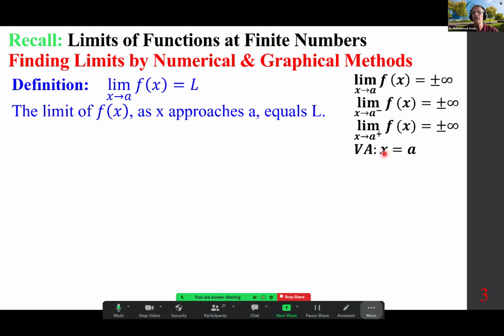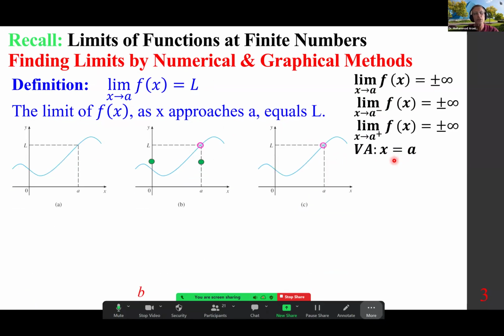Vertical asymptotes: if the limit of a function f of x as x approaches a, or a from the left, or a from the right, is either negative or positive infinity, then x equals a represents a vertical asymptote.